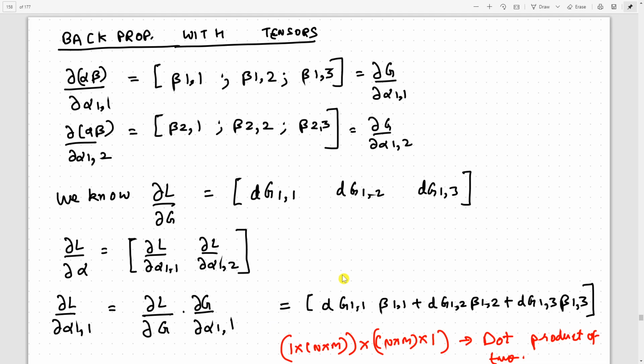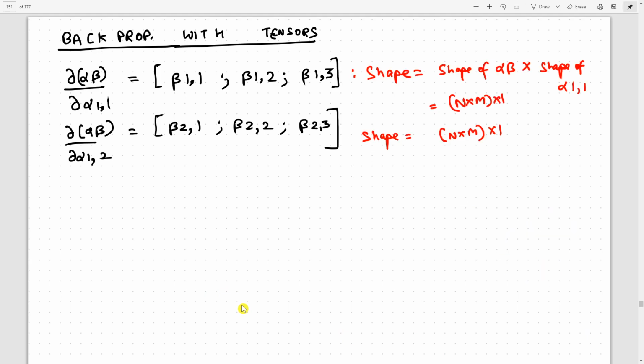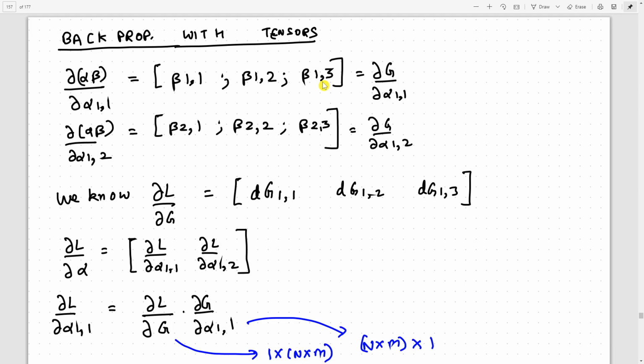If we write these things out, del L by del G is dg11, dg12, dg13, a 1 cross 3 dimensional matrix, and del G by del alpha 1 1, which we computed, was beta 1 1, beta 1 2, beta 1 3. This might seem a little odd, that you're doing matrix products of two things of the same dimension. This thing appears to be 1 cross 3, and del G by del alpha 1 1 also appears to be 1 row and 3 columns. So how do you do matrix multiplication of 1 cross 3 and 1 cross 3? In essence, this is not the trivial matrix multiplication. This is tensor multiplication, where you have a 1 cross n cross m tensor multiplied by an n cross m cross 1 tensor.